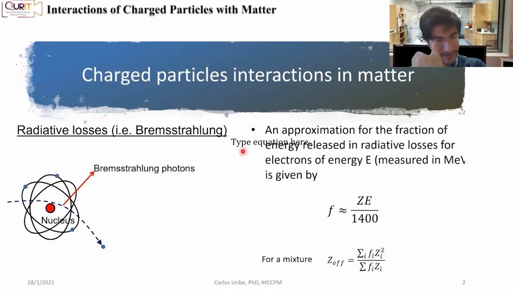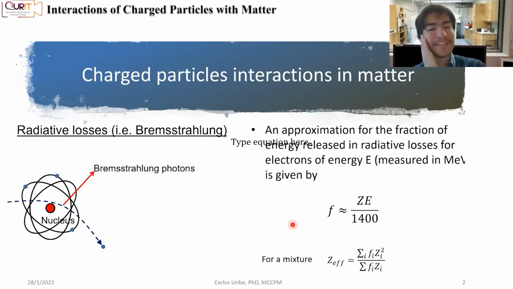We can have an approximation, and you'll see it in the book, for the fraction of energy released in radiative losses for electrons of energy E. For this equation, that energy is measured in MeV, so you have to be careful about that. The approximation is given by Z, the atomic number of the material, times the energy of those electrons traveling in that material, divided by 1400.